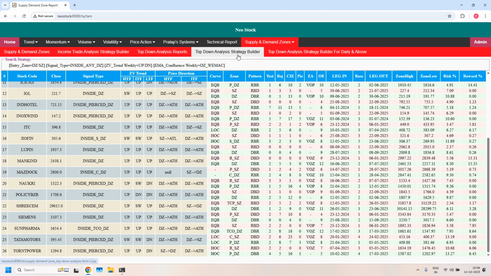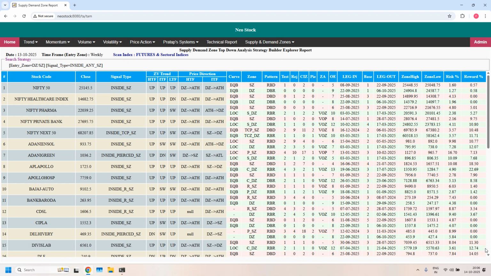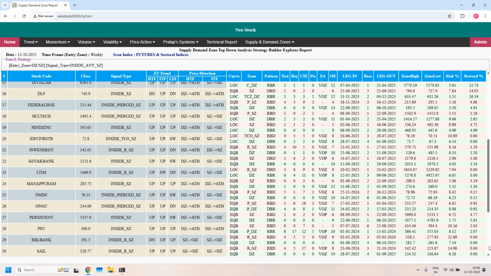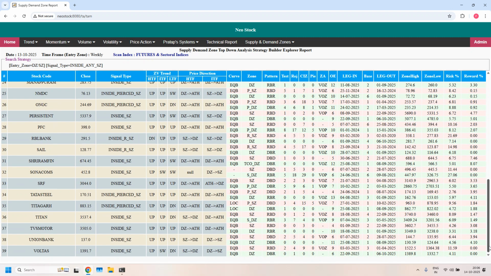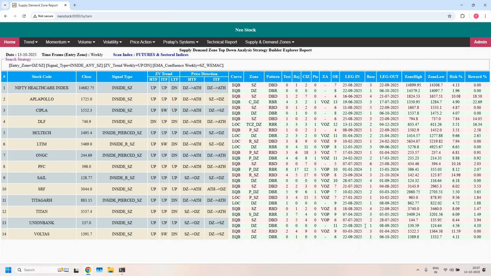Okay, next, price closed inside the weekly supply zone. First 15 stocks in the list. Scrolling the list down, total 39 stocks. So we can further filter this list based on weekly supply zone having weekly EMA confluence, and also trend on the weekly should not be sideways. It can be up or down trend. So 14 stocks are filtered.